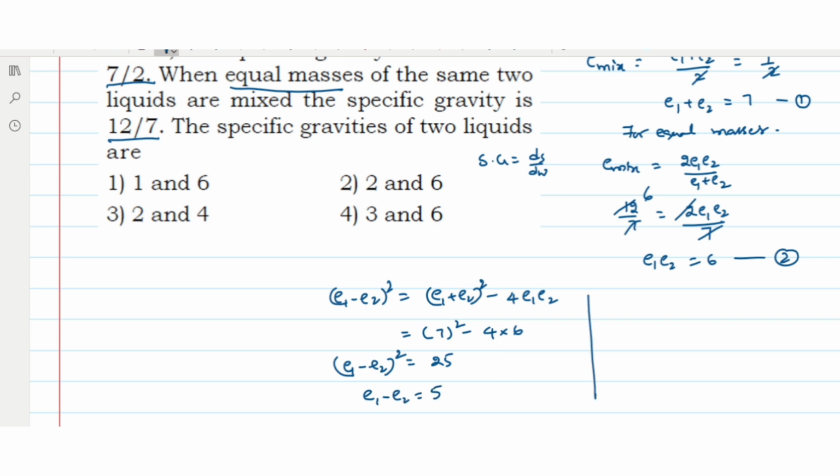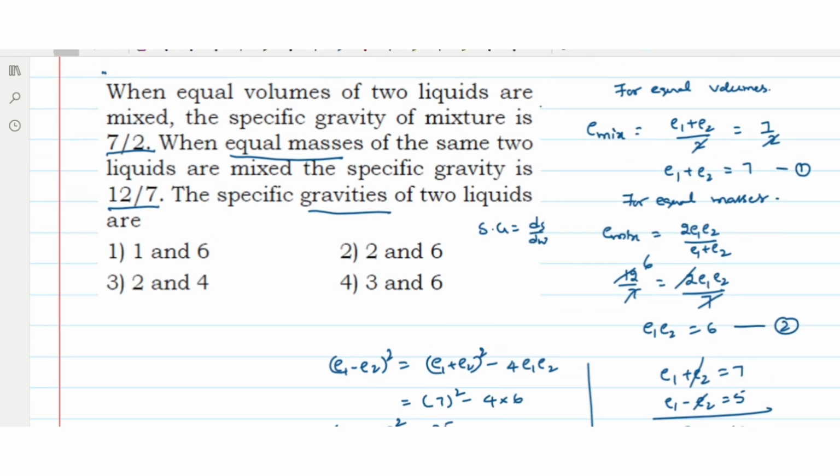So with this you know the values: rho 1 plus rho 2 equals 7, and rho 1 minus rho 2 will be 5. You have to simplify this by adding these two values. 2 rho 1 equals 12, then rho 1 equals 6, and obviously rho 2 will be 2. So here are the specific gravities of the two liquids.